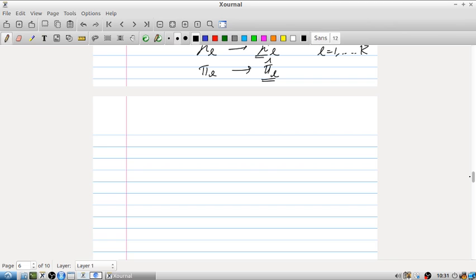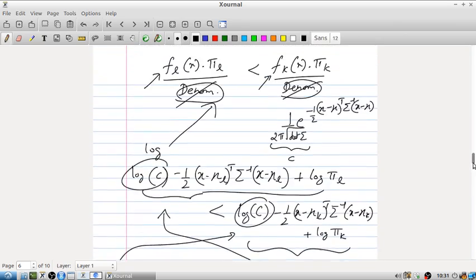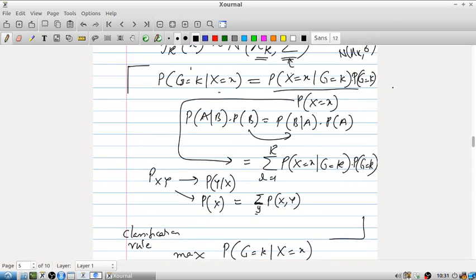So because of time, if you look at Bayes rule, right? So the probability of G equals k, that's a number between 0 and 1. Instead of that, I will just use pi k. All right, okay.